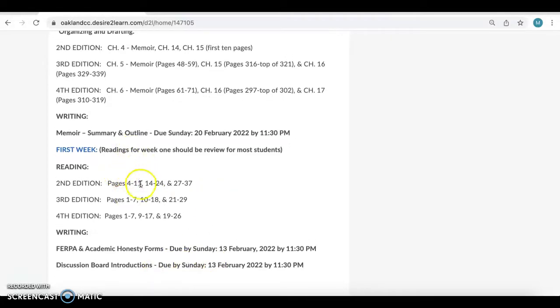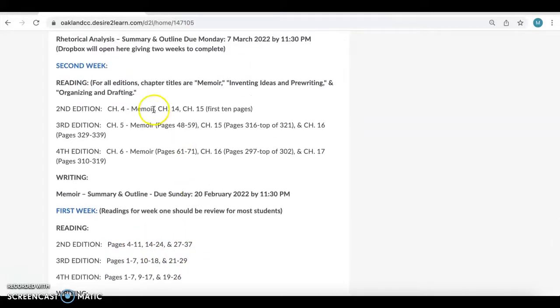Now, most of these readings in week 1 are going to be pretty straightforward and probably review for a lot of students. And I have the 2nd, 3rd, and 4th editions posted here. So far I think everyone in the class has gotten the 3rd and 4th. I've had a few students contact me about the 2nd, but not as many. Make sure that you guys read through these each week. They're pretty straightforward and simple to follow.